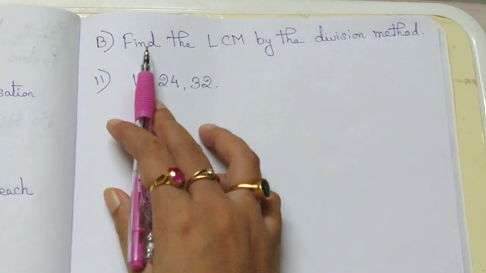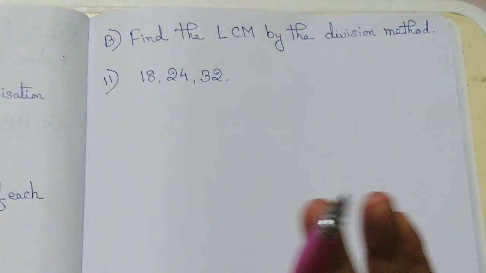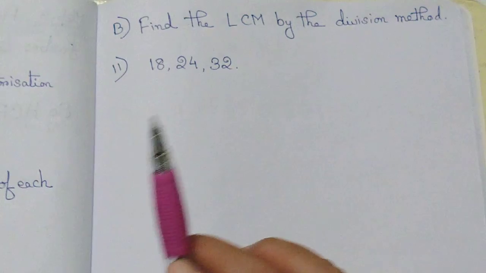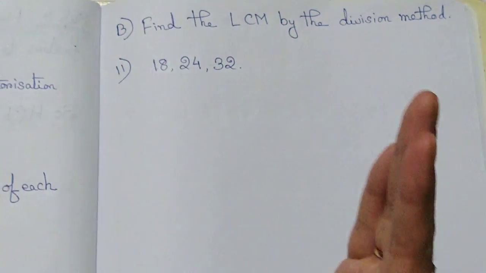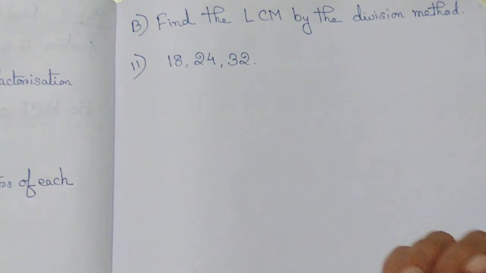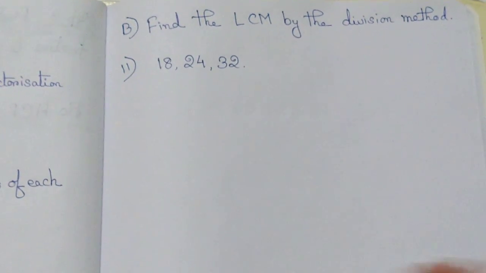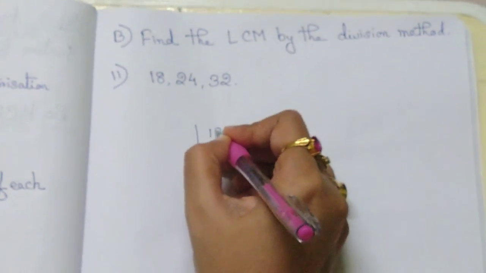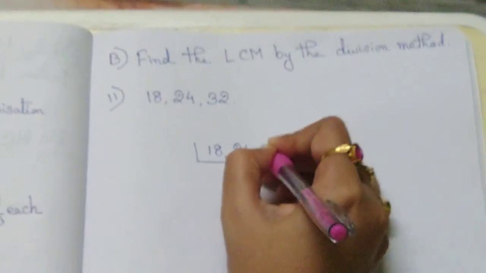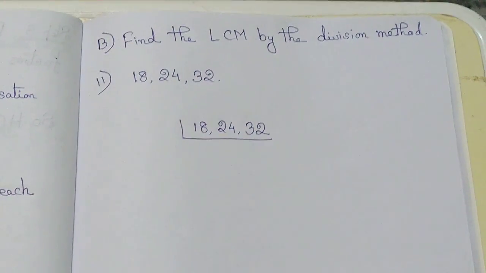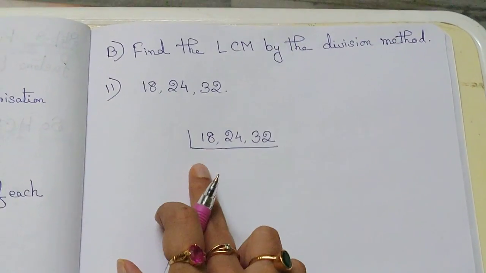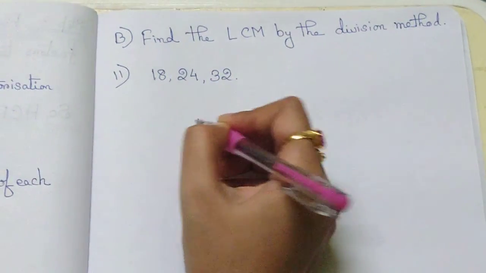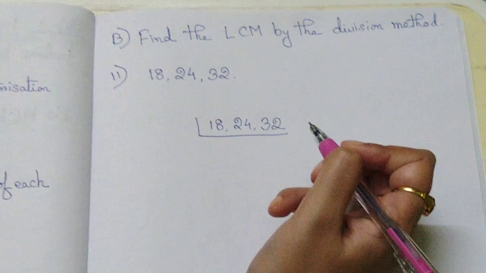Now sum number B. Find the LCM by the division method. Three numbers are given, 18, 24, 32. One more thing, either you do the LCM by prime factorization method or by division method, the answer will be same. So by division method, I am going to write down the numbers in this way. And I am going to find out a least prime factor that can divide minimum 2 of the numbers. At least 2 of the numbers should be divided. So I can take 2.